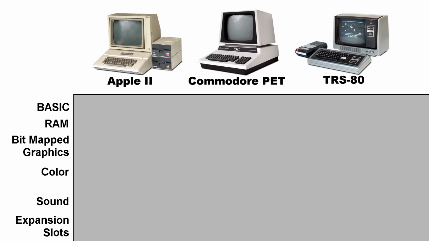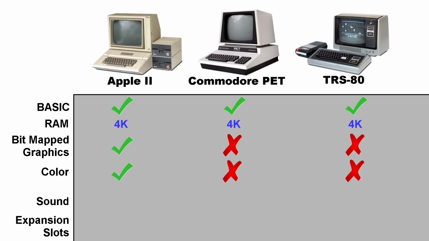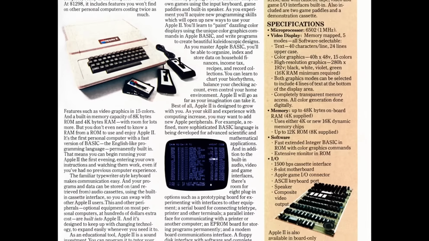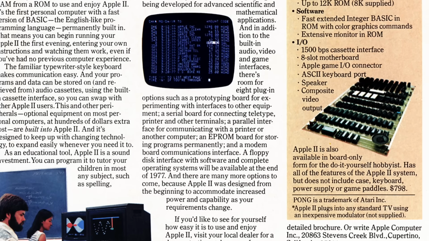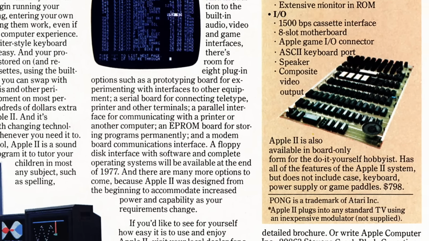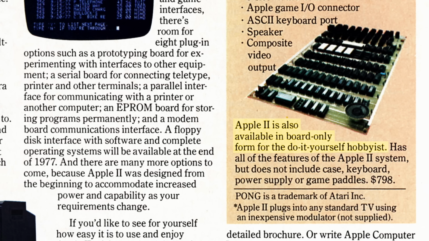All three machines came with some form of BASIC, all three machines came with 4K standard RAM, but the Apple II was the only one to offer bitmap graphics, color of any sort, sound of any sort, or any expansion slots. Taking a look at this ad from 1977, one thing that might surprise you is that the Apple II was also available in board-only form for the do-it-yourself hobbyist. I'm not quite sure how long this offer was available though.